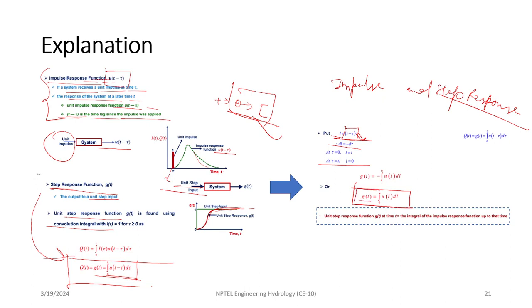G(t) here represents the step response function. And the integral part, u(L), is the impulse response, where L represents t minus tau. So now the final relation has been derived: the unit step response function G(t) at a time t will be equal to the integral of the impulse response function up to that time. Okay.